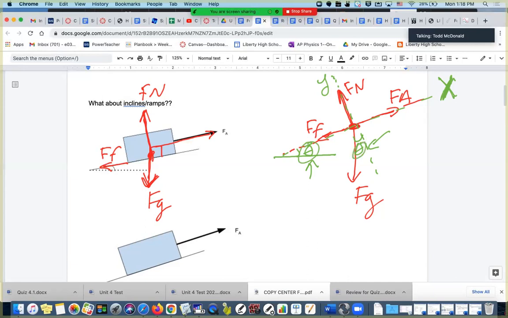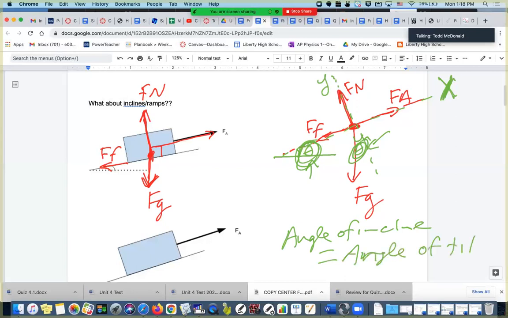Then this theta angle tilt would be very small. If this theta angle here is much bigger, then it's going to tilt that theta angle much bigger also. That is probably the most important thing to catch: the angle of incline is equal to the angle of tilt for the force of gravity.